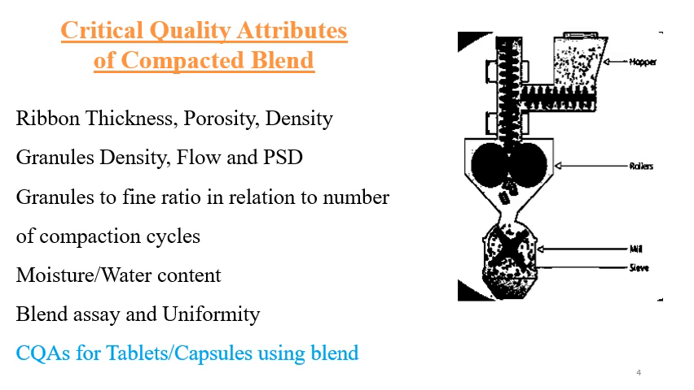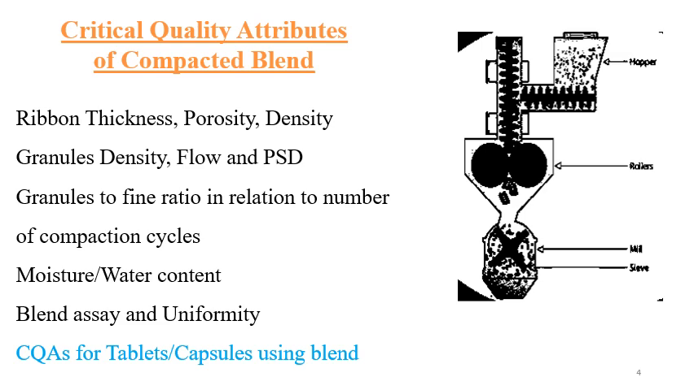Generalized granules to fines ratio is like 50 to 60% of granules and 40 to 50% of fines. The cutoff screens may be like 20 mesh and 60 mesh. So 20 pass and 60 retained material will be called granules, and 60 pass material will be called fines. This is the generalized screen cutoff. Then moisture content and water content of the blend, assay and uniformity. These are the important critical quality attributes.